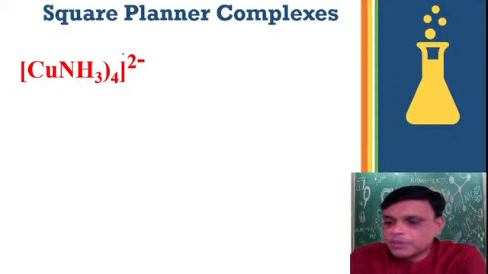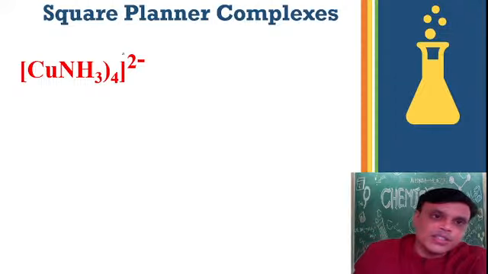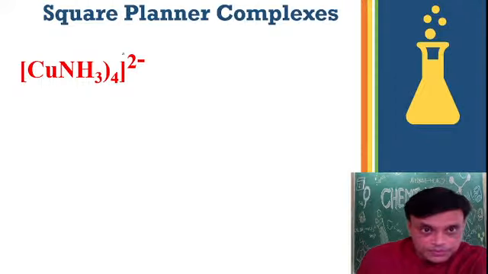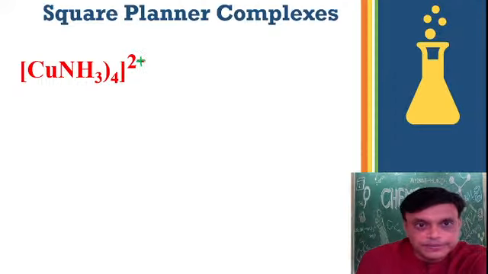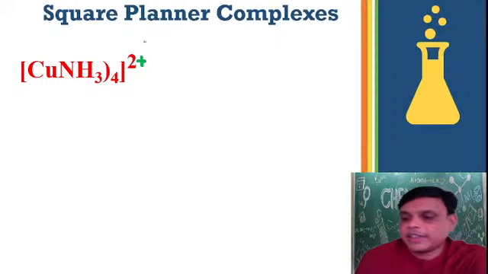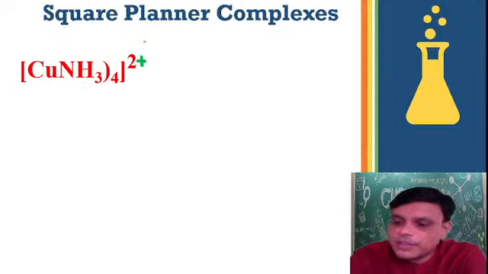Krishna Priya: Sir, shouldn't the charge on the complex be +2? Yes, correct. The charge on the complex is +2. I'm extremely sorry, because ammonia is a neutral ligand and the charge on the complex is +2, not -2. Yes, correct. Copper 2 plus.